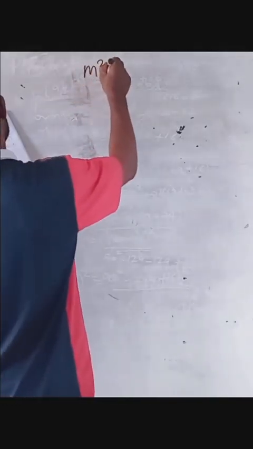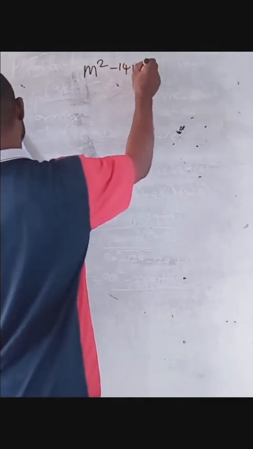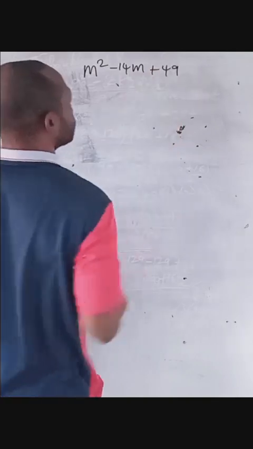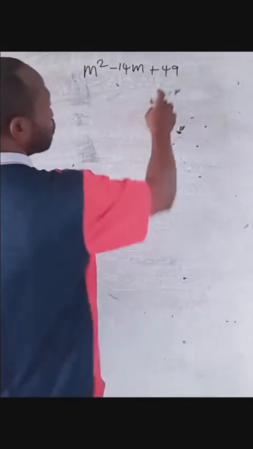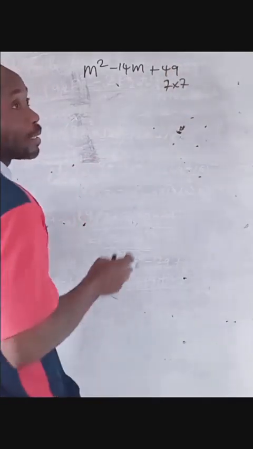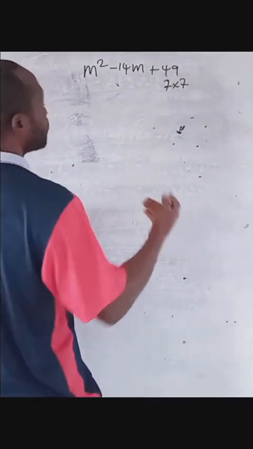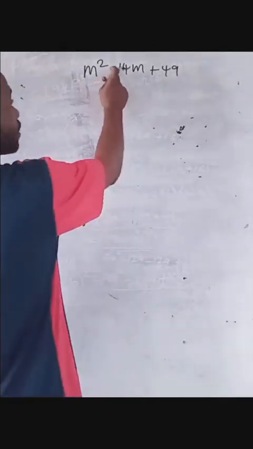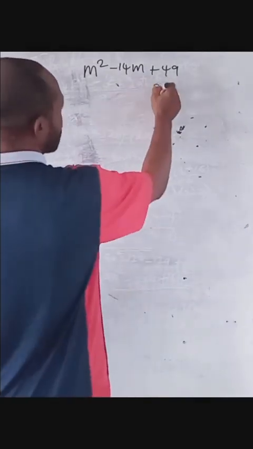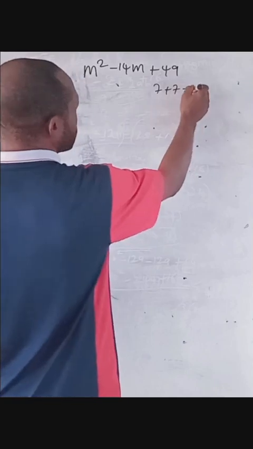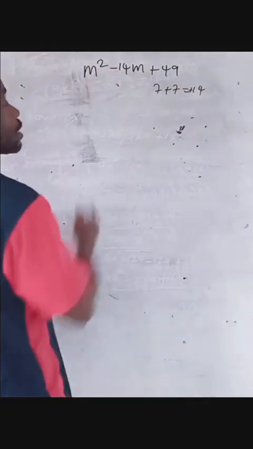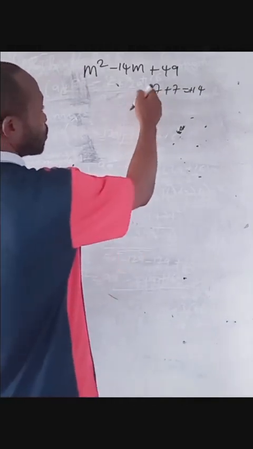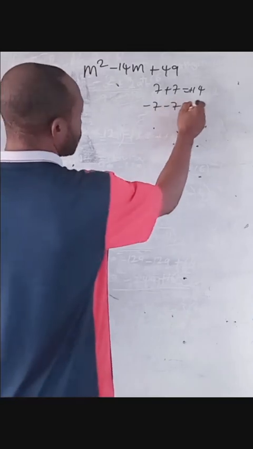m squared minus 14m plus 49. So how do I do this? The first thing I need to do, I need to look for the numbers that you can multiply to get 49, such that when you add them together, it will give you 14. Now, but take note, there's a negative sign here again. So I cannot just do 7 plus 7 is equal to 14. This is positive 14. But the number here is negative 14. Therefore, I'm going to change the sign to minus 7 minus 7 equal to minus 14.